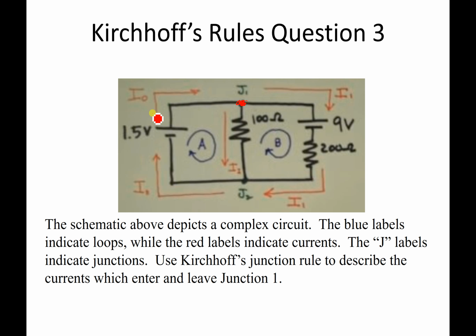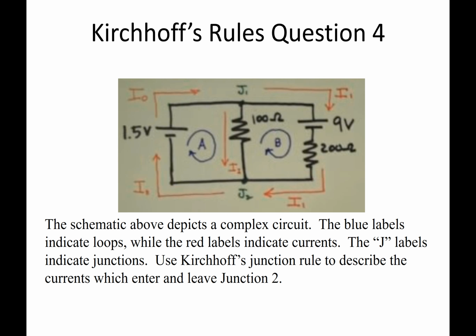So coming into junction 1, we have I0. So I0 is going to have to equal the sum of the currents leaving the junction. Coming out of the junction, we have I1 going this way and I2 going this way. That's it. That's using Kirchhoff's junction rule to describe the currents which enter and leave junction 1. And remember that the junction rule is a restatement of the law of conservation of charge.